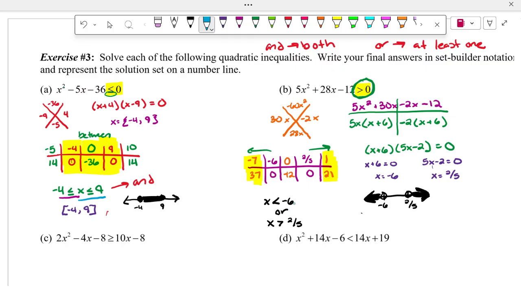This one, is it possible for a number to be both less than -6 and greater than 2/5 at the same time? No. That's why we use or, because as long as it fits one of the conditions, it's true. So as long as the number that we pick for x is either less than -6 or greater than 2/5, it will make our inequality true. Does that make sense? The difference?